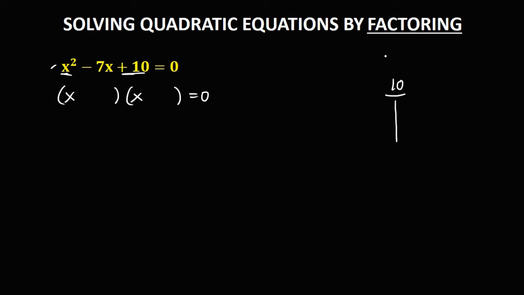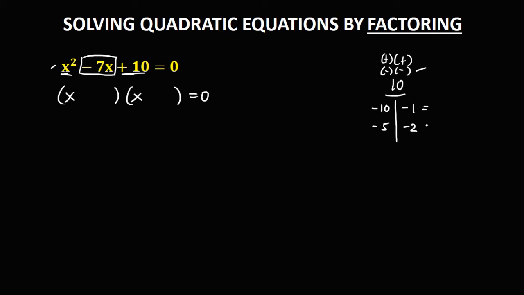Since 10 is positive, the factors can be all positive or all negative, because negative times negative is positive. But since the middle term in the equation is negative, we're going to use all negative. So these are now the factors of positive 10: negative 10 times negative 1, all negative, then also negative 5 times negative 2.